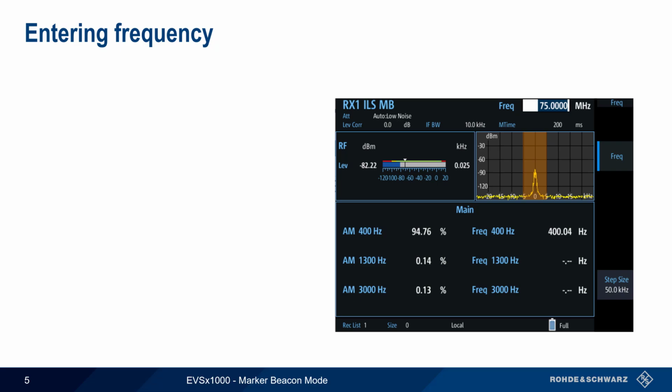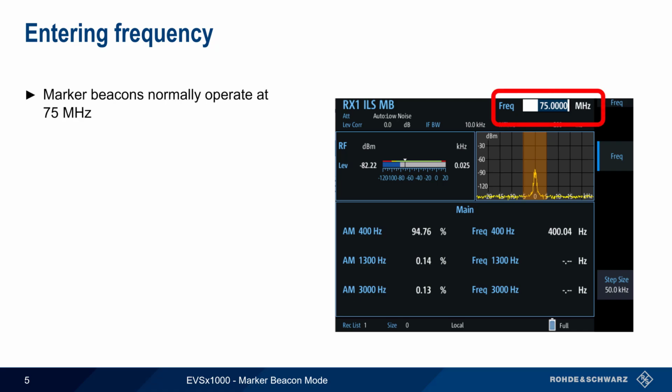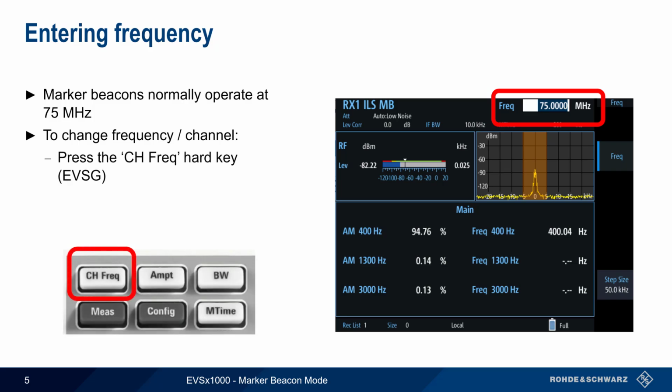The first step in marker beacon analysis is entering the beacon frequency. Most marker beacons operate at a frequency of 75 MHz. To change the frequency on the EVS, press the Channel Frequency hard key. In VNC mode, use the keyboard shortcut Q to enter the beacon frequency.